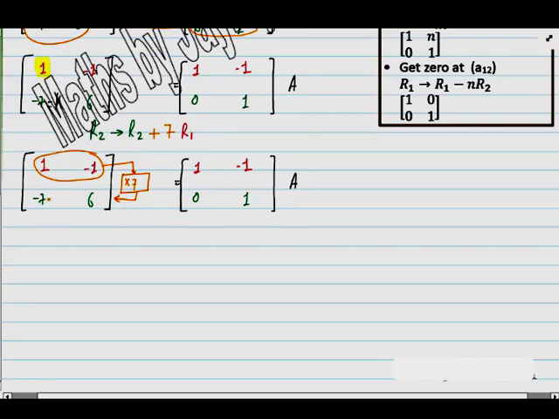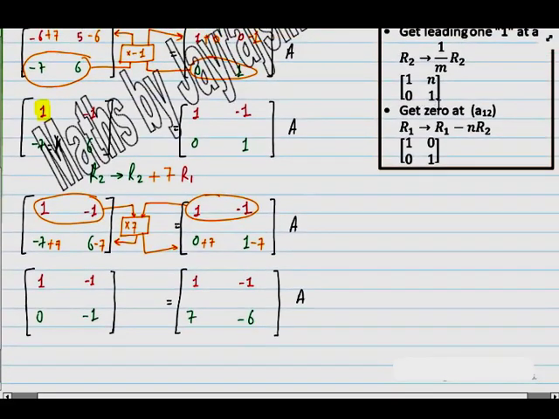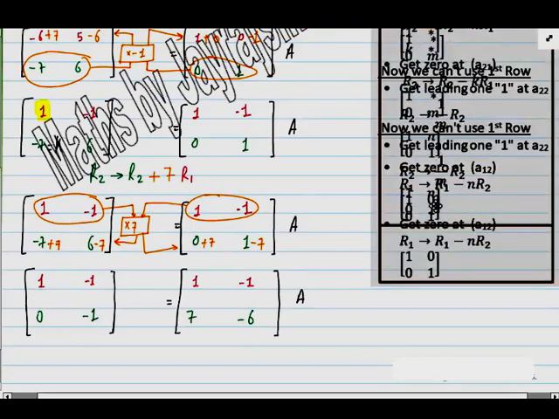So 1 into 7 will give us plus 7. Minus 1 into 7 will give us minus 7. Same thing with the right matrix. So 1 into 7 will give us plus 7. Minus 1 into 7 will give us minus 7. So in this process, our first row will be as it is and the second row will be 0, minus 1, 7 and minus 6. So tada, we complete our second step also.